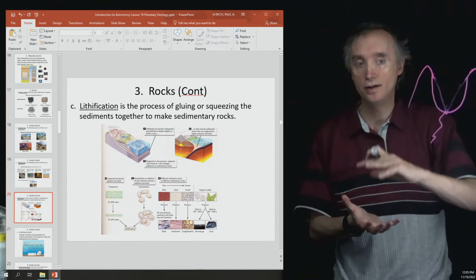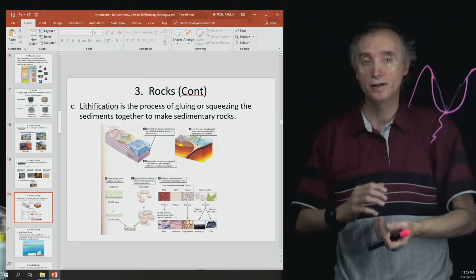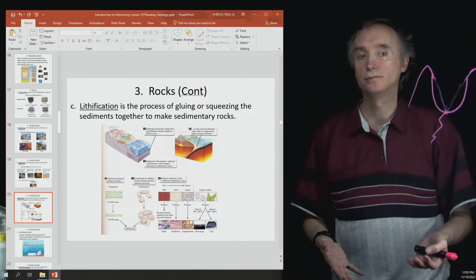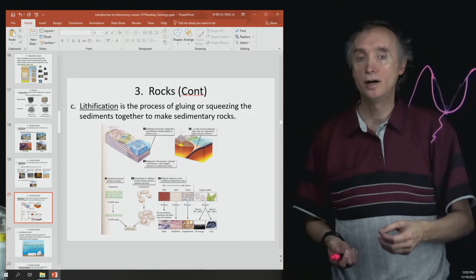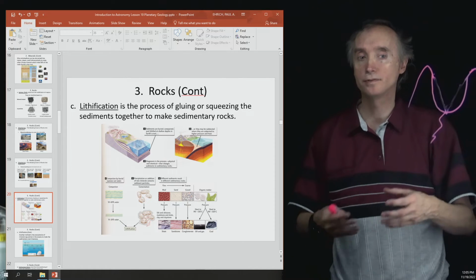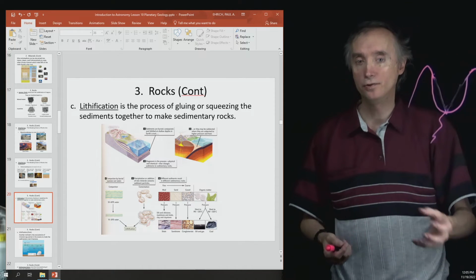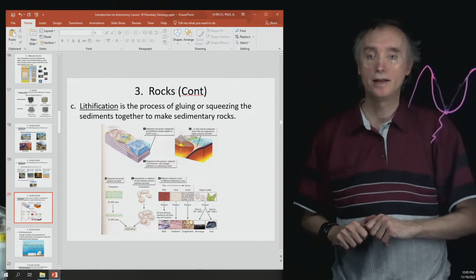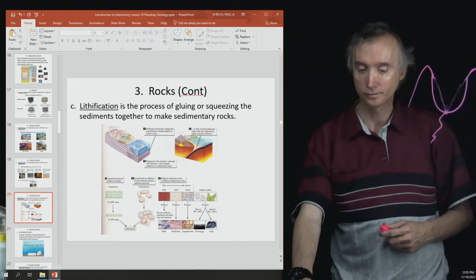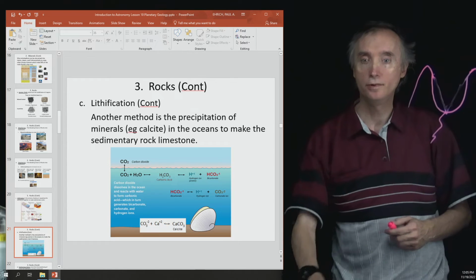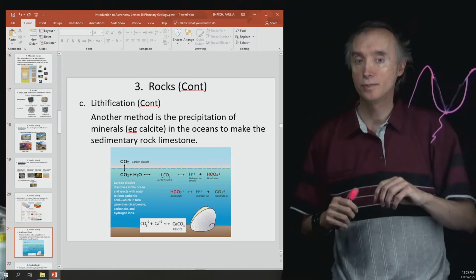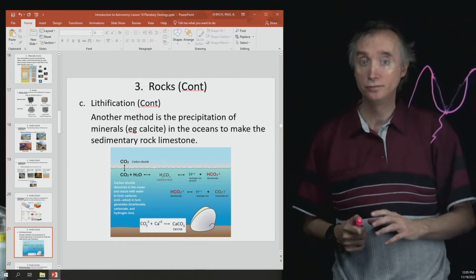If sand is glued together, it turns into what rock? Sandstone. If mud is glued together, it turns into mudstone. So we can glue these sediments back together again, and that's going to be a sedimentary rock. Now there is one particular kind of sedimentary rock that is going to be very important. That's going to be limestone.